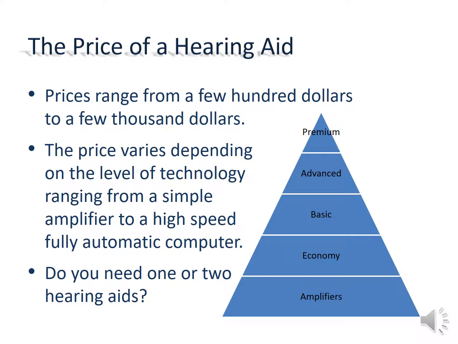So when you take a look at the price, a hearing aid can range from a few $100s to a few $1,000s. It just varies depending on the level of technology, and you can go from a simple amplifier to a fully automatic high-speed computer. And then there's the question, do you need one hearing aid or do you need two hearing aids?